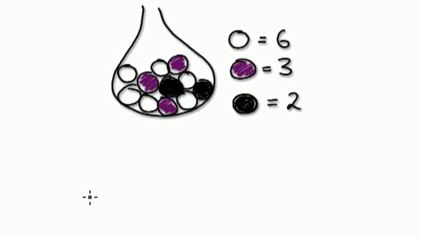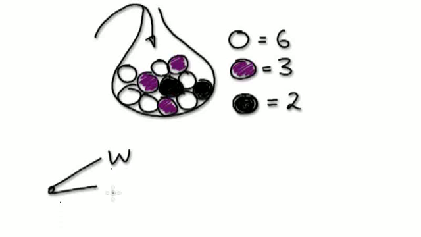Okay, so as always, draw a map of all the things that could happen. So here we are on our first dip. So on the first time we put our hand in here, we could get a white, we could get a purple, or we could get a black. Okay, but the thing is, the question is saying, what is the probability of us getting at least one white?